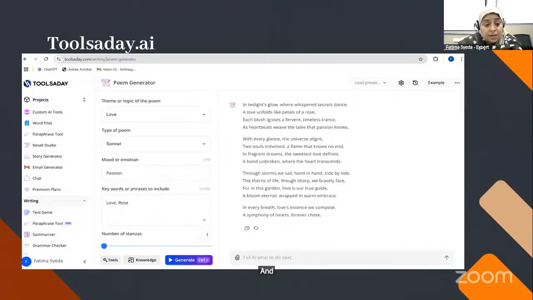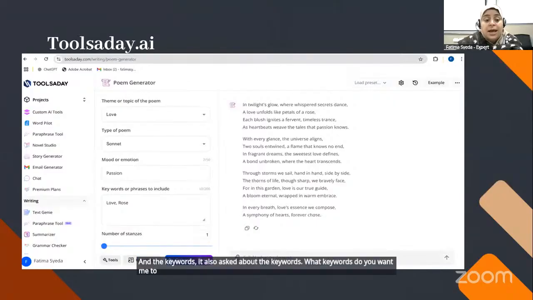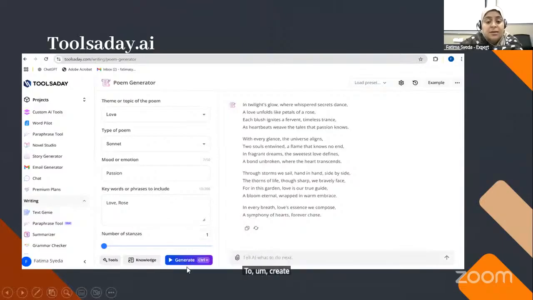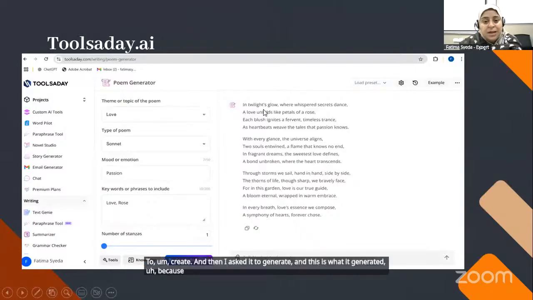And it also asked about the keywords. What keywords do you want me to include? And I gave the keywords. And it also asked me how many stanzas I wanted it to create. And then I asked it to generate. And this is what it generated. Because of the shortage of time, I'll just focus on the first stanza again. You can see that, okay, I'll read it.